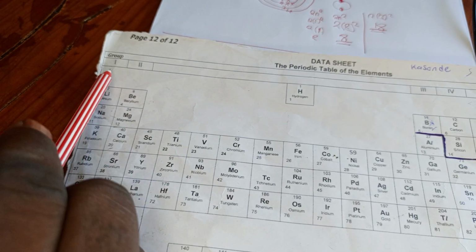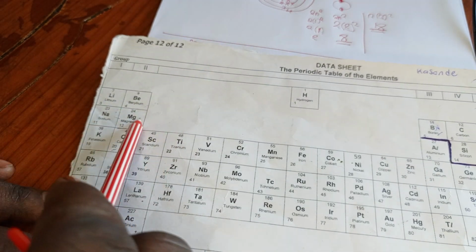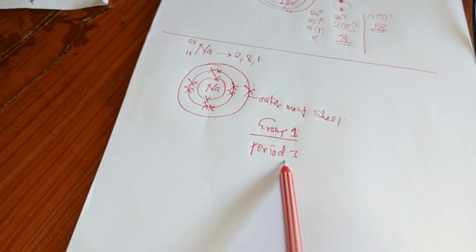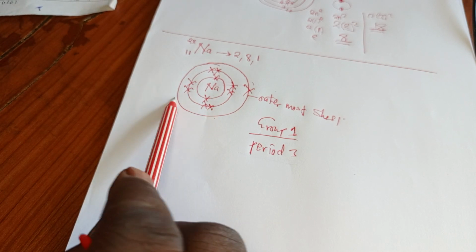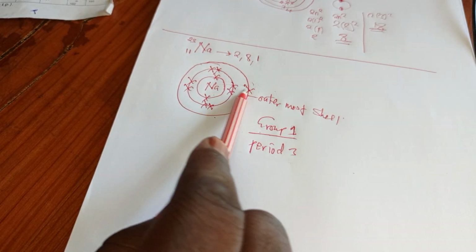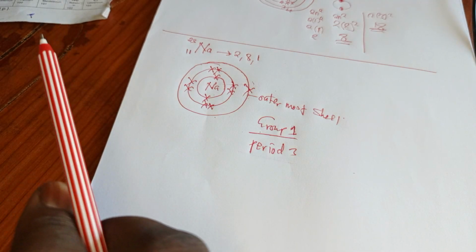So sodium is in group what? Period what? Period 1, 2, 3. So sodium is in period 3. So the number of shells indicates the period of an element, and the number of electrons in the outermost shell, this number at the end, at the last shell here, indicates the group of an element.